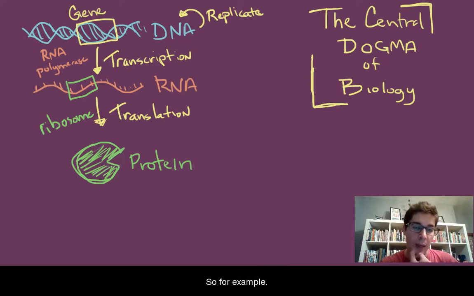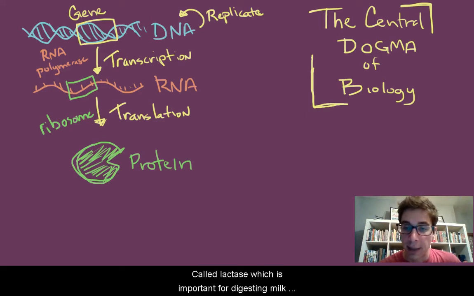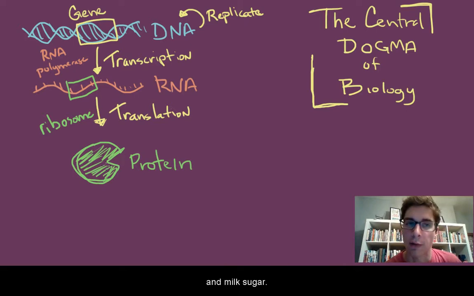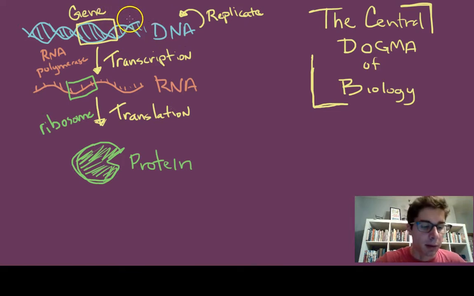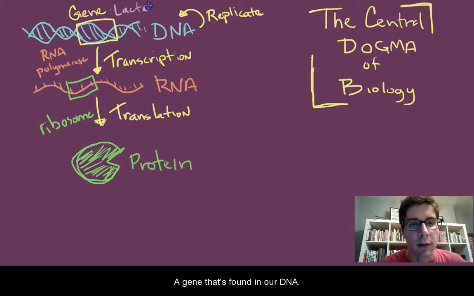So, for example, I want to take a look at the enzyme called lactase, which is important for digesting milk and milk sugars. Lactase is a gene that would be found in our DNA. So let's see, let's make this pink. And so lactase is a gene that's found in our DNA.